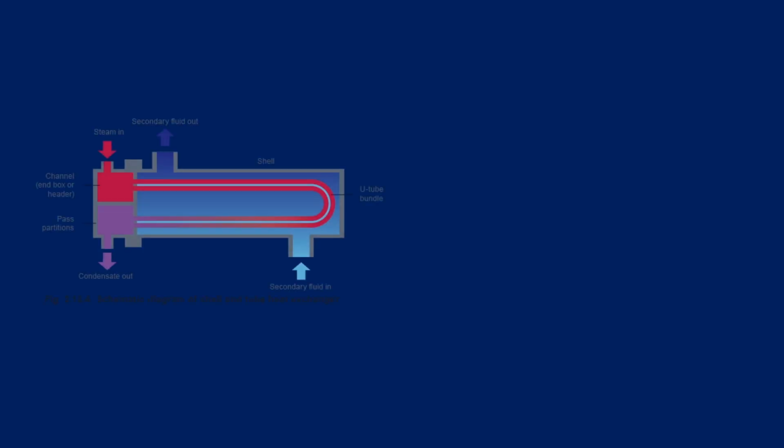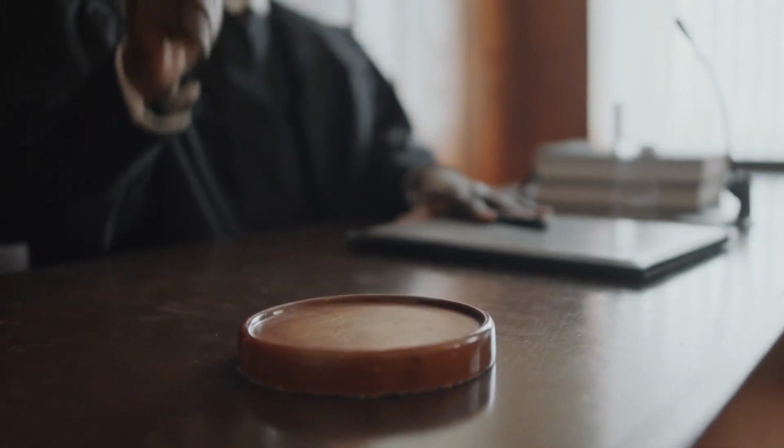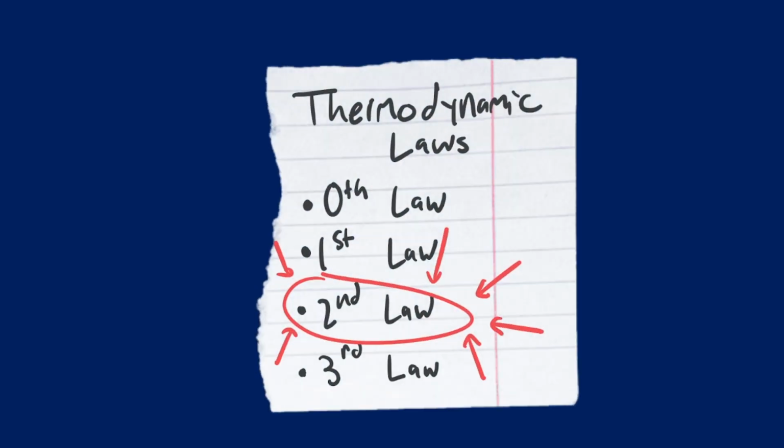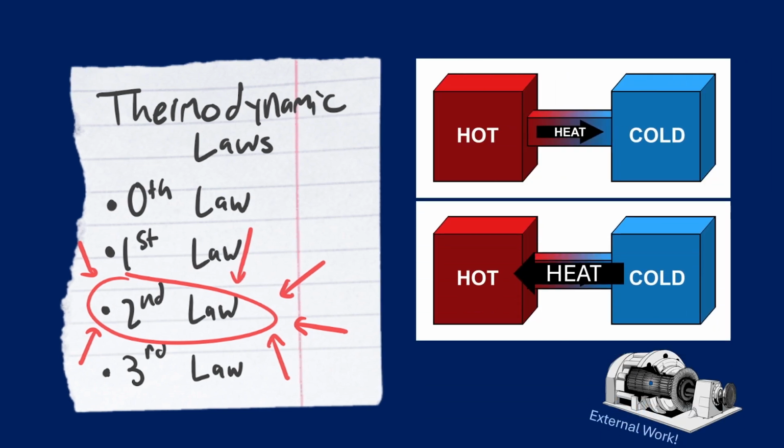Imagine you're a mechanical engineer tasked with designing a high-performance heat exchanger. Your goal sounds simple: transfer as much heat as possible as efficiently as possible. Immediately though, you run into a fundamental law that will dictate every design decision you make, the second law of thermodynamics. This law tells us that heat flows spontaneously only from hot to cold, never the other way around without external work. This is why engines must reject heat and why refrigeration systems consume power.